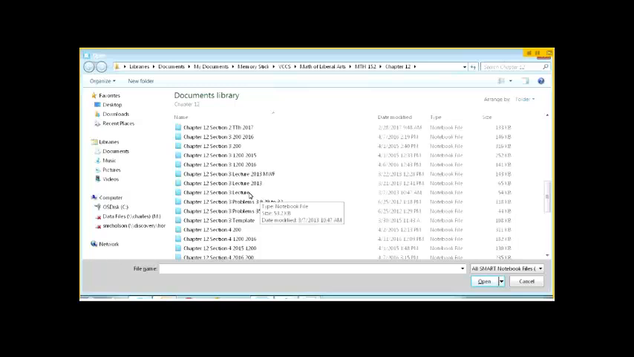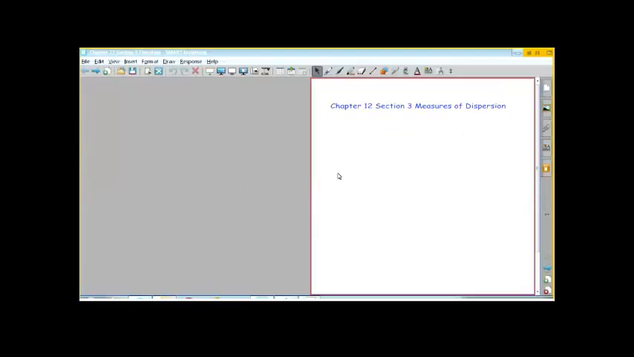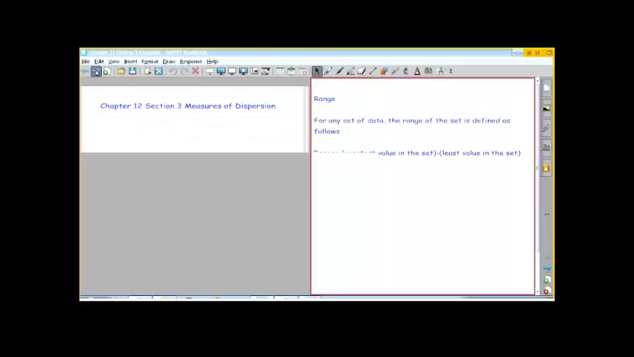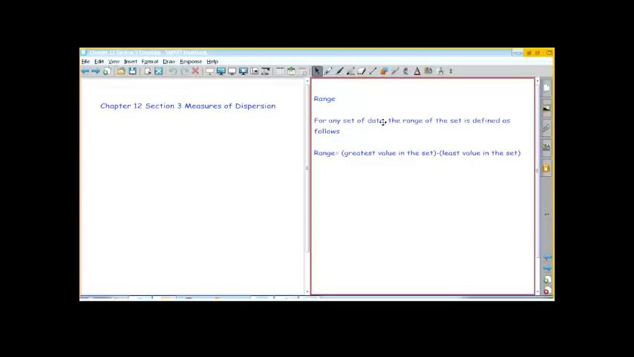Okay, so the next section is on measures of dispersion. There's one main measure of dispersion, which is standard deviation. So we'll show you how you calculate it. There is another one that's simpler, which is just the range. So the range for any set of data is just the greatest value in the set minus the least value in the set.